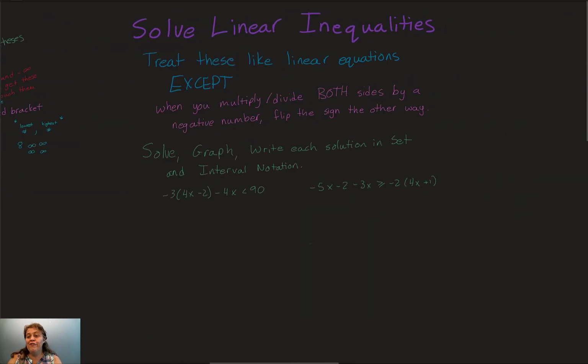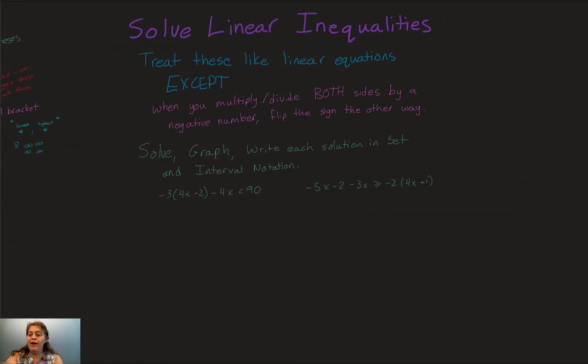So now let's talk about solving. Yay! Okay, so we're going to treat these like linear equations. The only exception when you're dealing with these guys is that if you multiply or divide both sides of the equation by a negative number, you have to remember to flip the sign over and go the other way. So let's just get going here. -12x plus 6 minus 4x is less than 90.